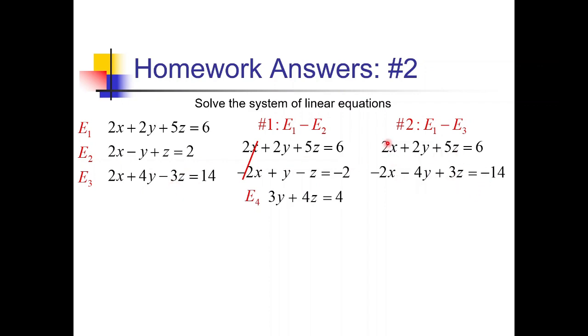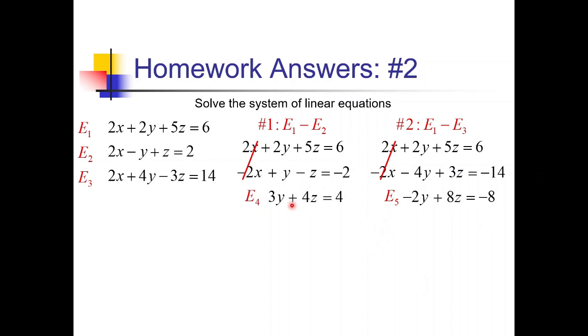Adding those together, x's are going away again. Now I have 2 minus 4 for a -2y, and 5 plus 3 gives me 8z, all of that equaling 6 plus -14 or -8. And I'll call this one E5.